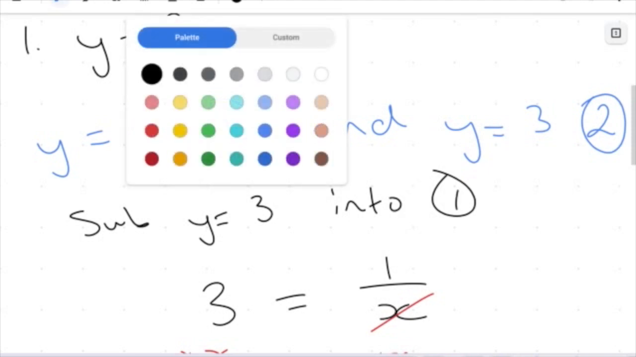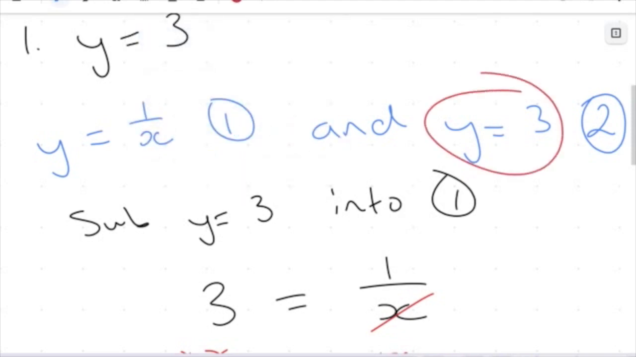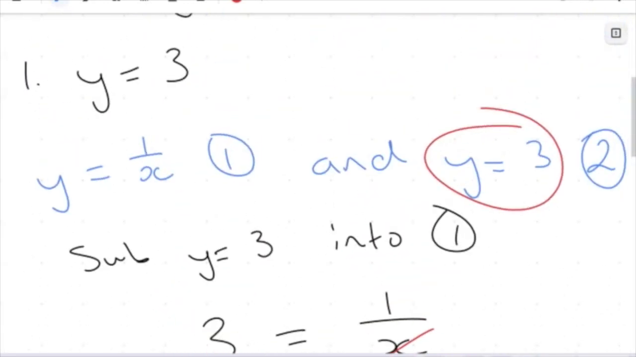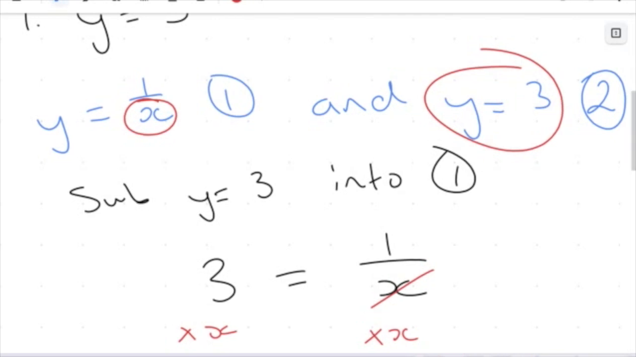Now we talked about this in a previous video: since this is intersecting with a line, the y coordinate is always going to be 3 here. So we can think of this as substituting it into equation 2, which just gives us y equals 3. But substituting x equals a third into here as well will give us the same thing. This is like saying 1 divided by a third, which gives me 3 as well.